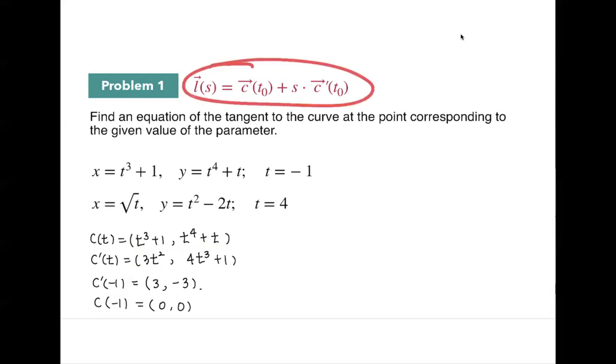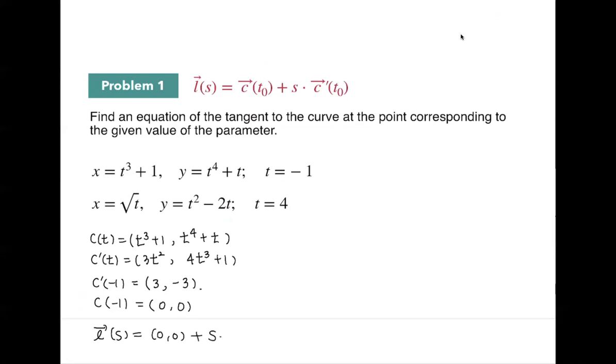As you can see here, we have c of minus 1 and we know c prime of minus 1. So the equation of the tangent to the curve is given by our one fixed point, plus s times our c prime, 3 and minus 3. We can simplify it: 3s comma minus 3s. So the tangent line at t equal to minus 1 is given by 3s comma minus 3s. Okay?